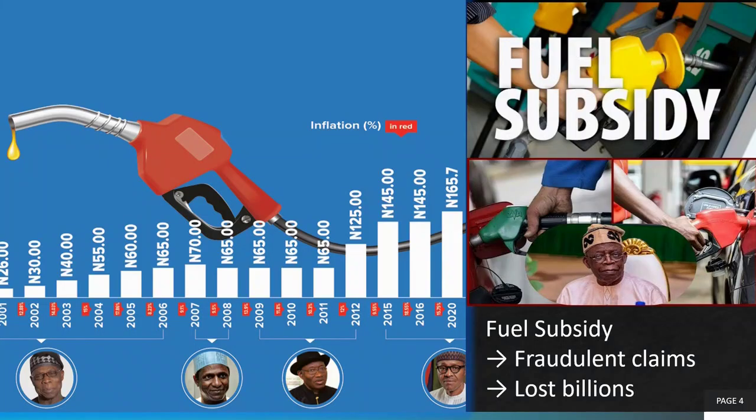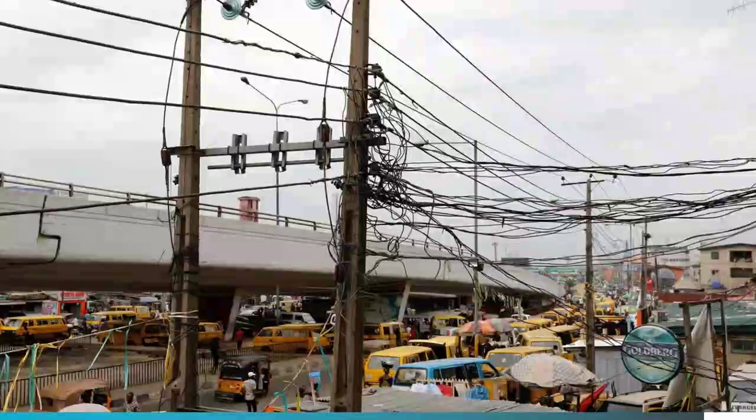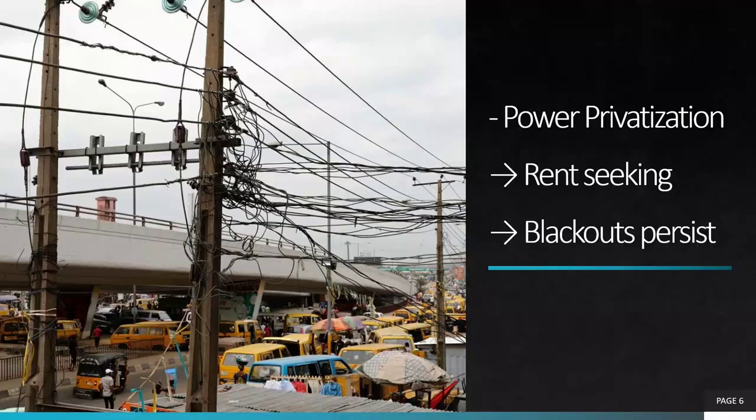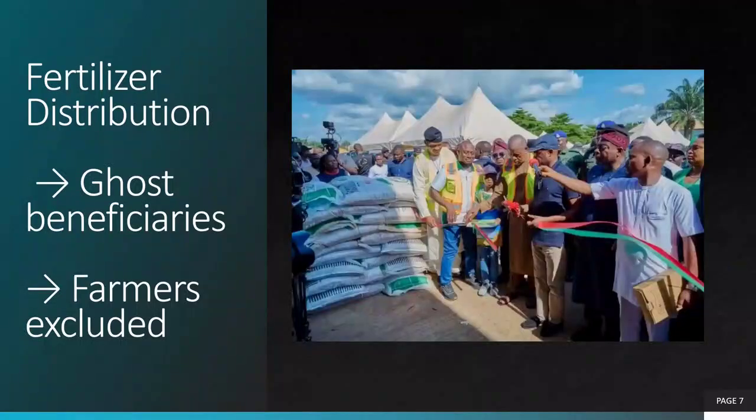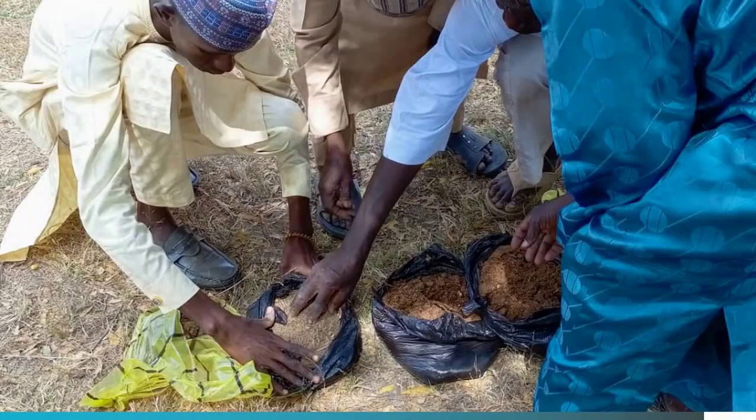Even after subsidy removal in 2023, corruption shifted into palliative distribution networks. Power sector privatization was meant to deliver reliable electricity, but corruption in contracts and regulatory capture kept Nigerians in darkness. Fertilizer distribution was designed to support farmers, but ghost beneficiaries diverted up to 40% of subsidized fertilizer.